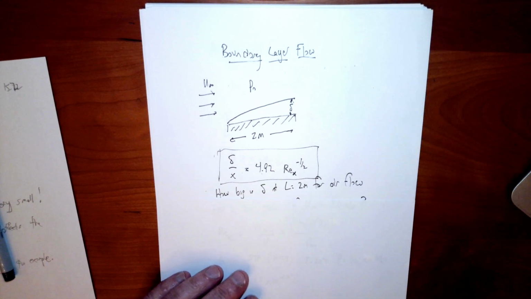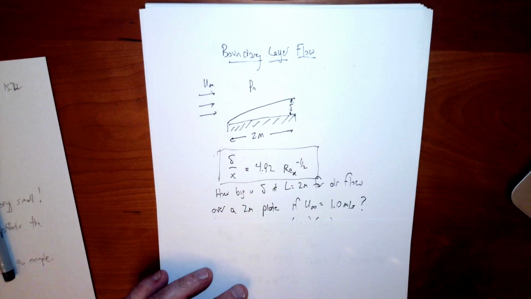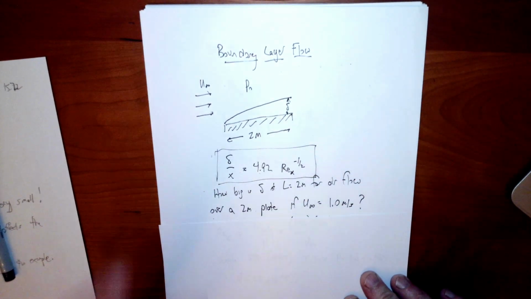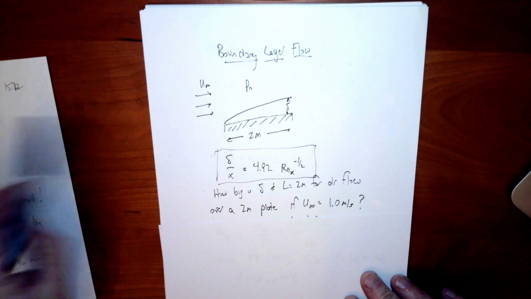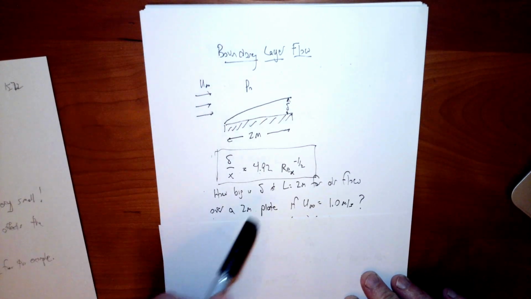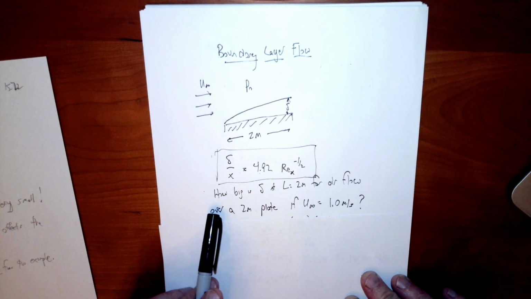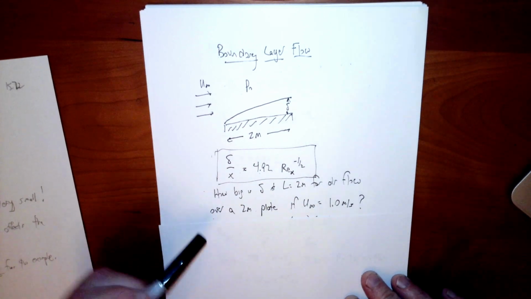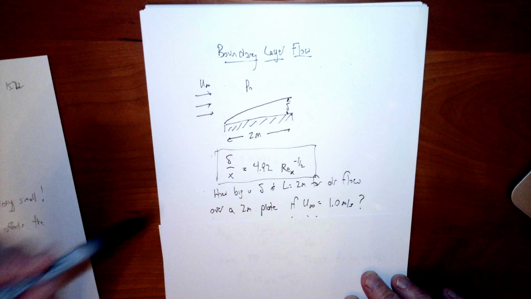Now we're going to try to use this result to get an actual result for flow over a plate. So let's take a look at a simple plate. It's 2 meters long. We're going to ask how big is this viscous boundary layer for a 2-meter plate with airflow if the flow is traveling at 1 meter per second.